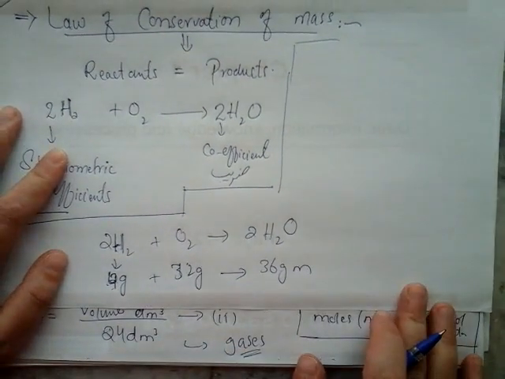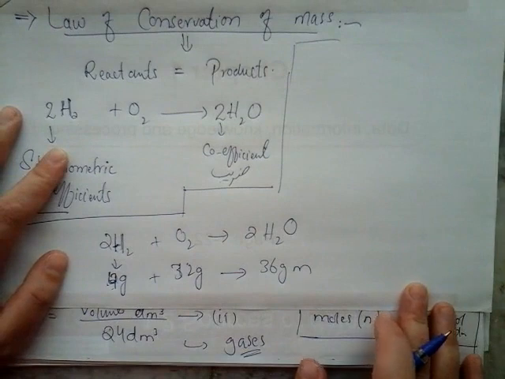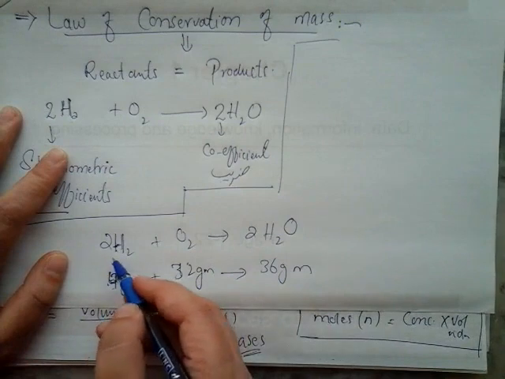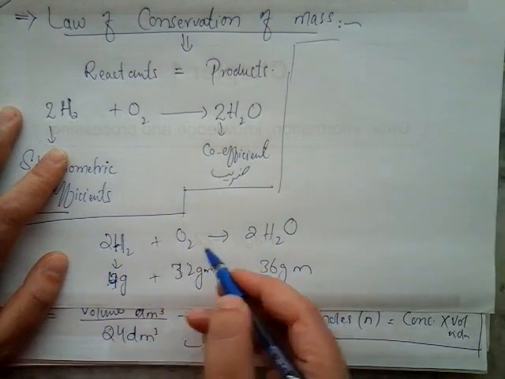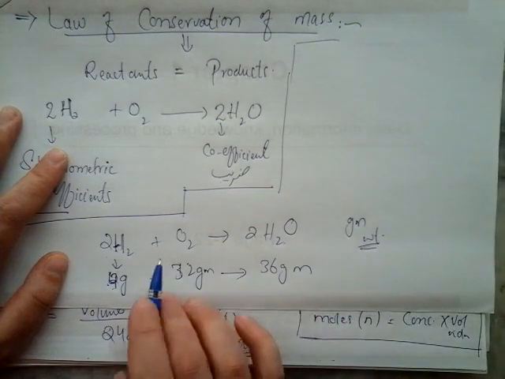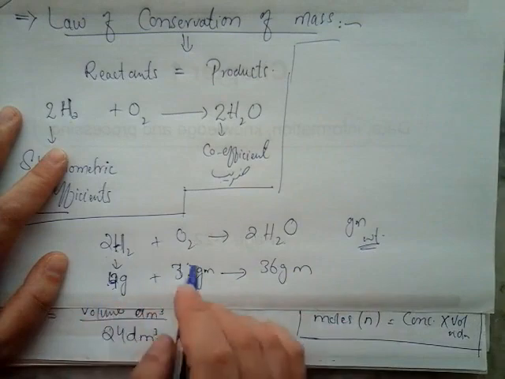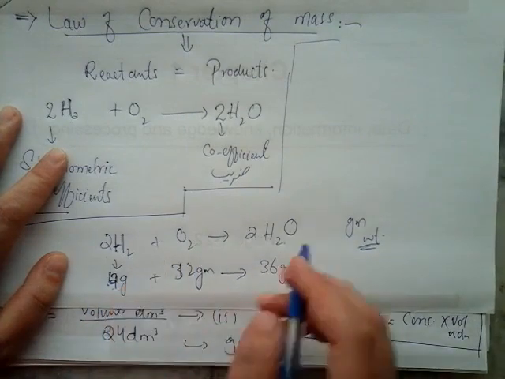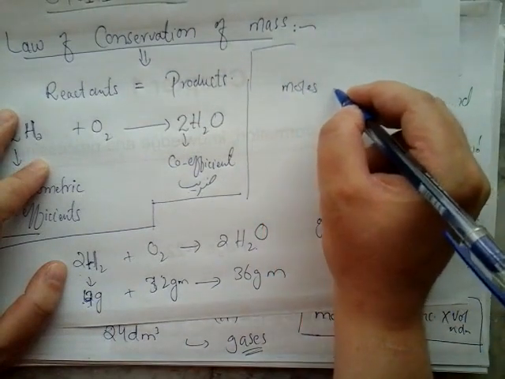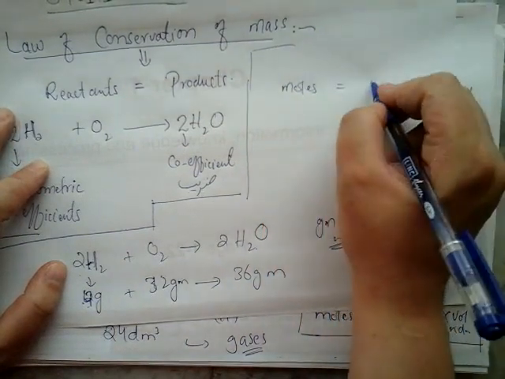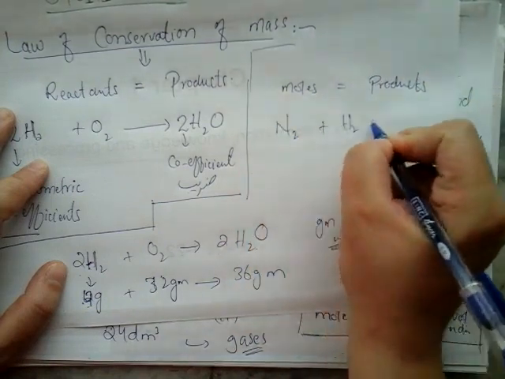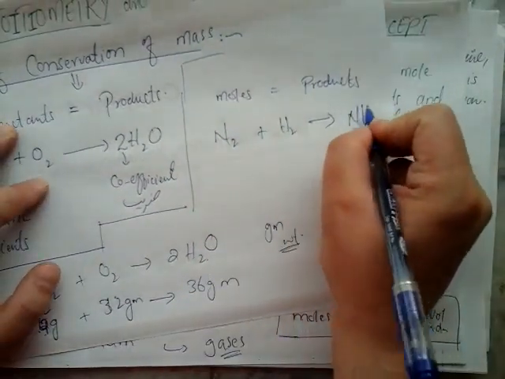Now the interesting thing is that if we use the gram, if we want to measure the amount of reactants and the products in terms of gram weight, what will happen? The interesting thing is that the weight of both the reactants and the products will become equal. But we cannot apply this in terms of moles, because moles of the reactants cannot be equal to that of the products. Let's, for example, take nitrogen plus hydrogen, it will produce ammonia.